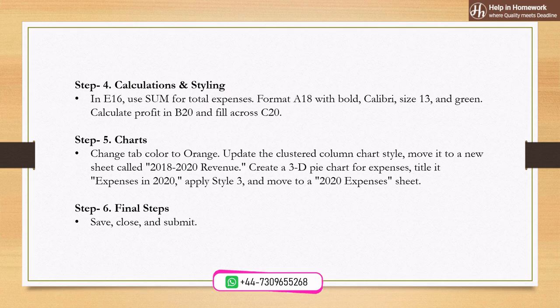Step 5. Charts. Change tab color to orange. Update the clustered column chart style, move it to a new sheet called 2018 to 2020 Revenue. Create a 3D pie chart for expenses, title it Expenses in 2020, apply style 3, and move it to a 2020 Expenses sheet. Step 6. Final steps.